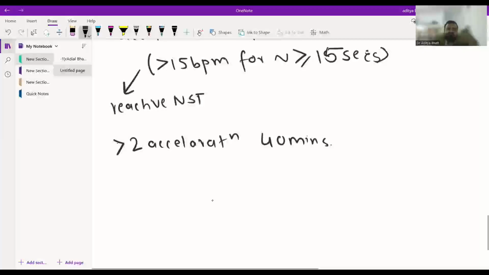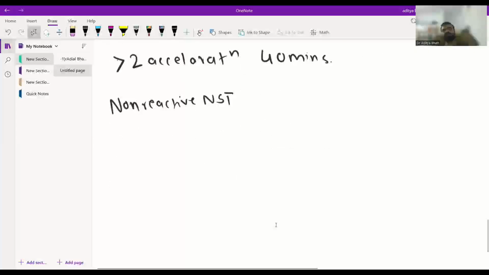Okay, and if this 15 beats per minute for at least 15 seconds, 2 accelerations in 40 minutes, is not seen, then you can say that it is a non-reactive NST. Now, obviously, there are multiple predictors or confounders that might be seen. The baby might be sleeping and not getting stimulated, or the mother has taken a depressant in any form, benzodiazepine or alcohol. So multiple things might be going on.